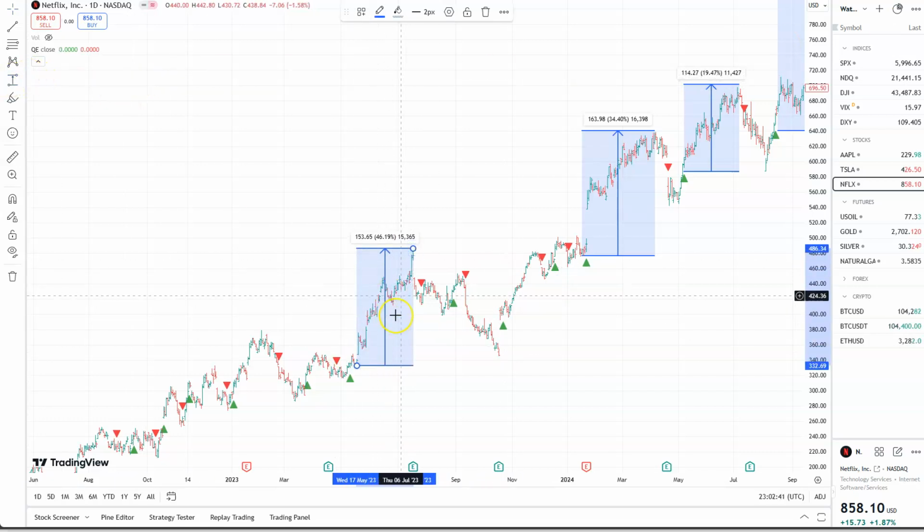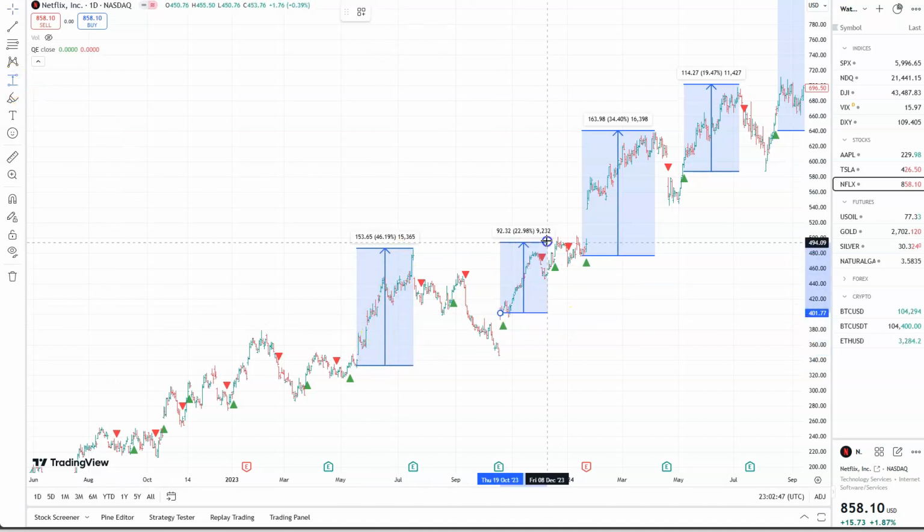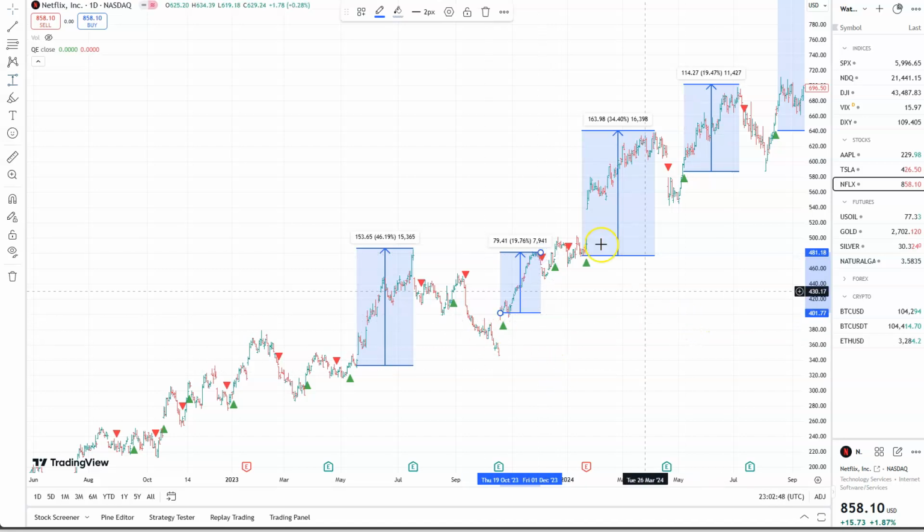This is like a 46% move, although it doesn't look really big, it's a 46% move. This move is approximately a 19% move, then a 34% move. So this indicator works on everything that moves.